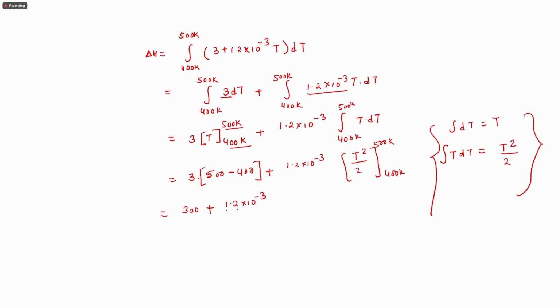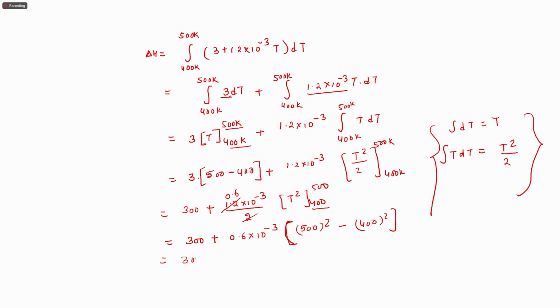2 is constant. Let us take it out. Now we will be left with t square, 400 to 500. Now let us solve this. It will become 0.6 into 10 to the power minus 3 t square. T square will be nothing but your upper limit square minus lower limit square. Here upper limit is your 500, then 500 square minus lower limit is your 400, 400 square.